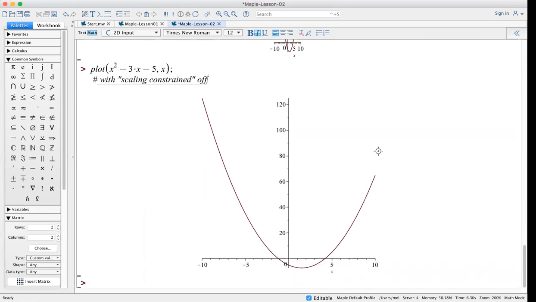And it's generally up to you whether to use this feature or not. Sometimes it's useful, sometimes it's not useful. But if I asked you on an exam to use this command, to use scaling constrained, then that's what you have to do.